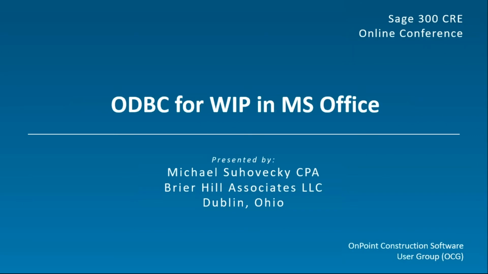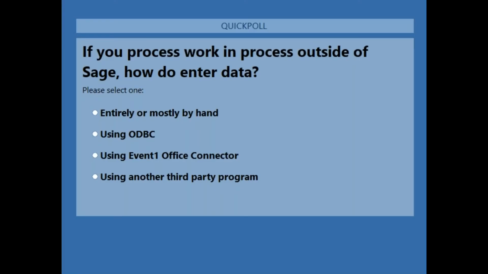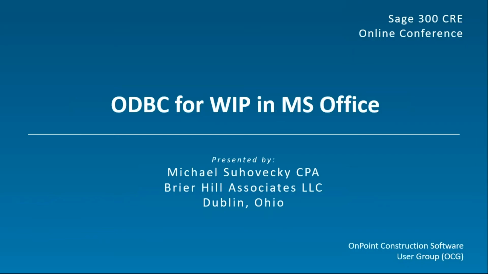And lastly, if you work in process outside of Sage, how do you enter data? Entirely or mostly by hand, using ODBC, using Event One Office Connector, or using another third-party program? All right, I'll go ahead and close that. 100% of the people said entirely or mostly by hand.